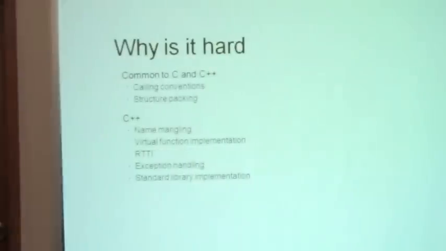All right, why is it hard? Some things are common to both C and C++: we've got calling conventions and structure packing. Now in C++, we've got the addition of name mangling, virtual function implementation, runtime type information, exception handling, and the standard library implementation.